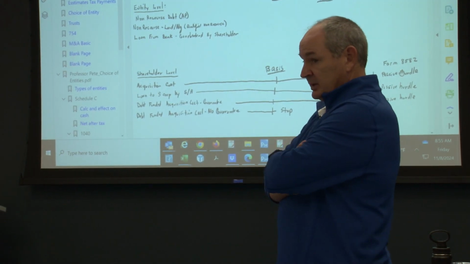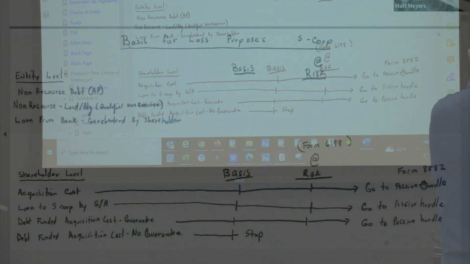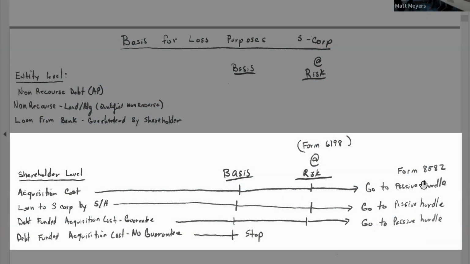So it's a completely different analysis for both of those. At the shareholder level, acquisition costs get me through basis and at-risk basis. Loans to the S corp by the shareholder get me through basis and at-risk basis. And Allie, do I want a note written with my loan to the corp, or do I want it without a note?